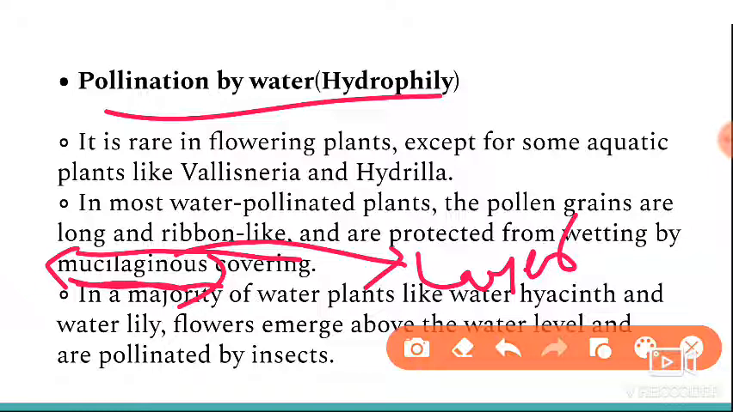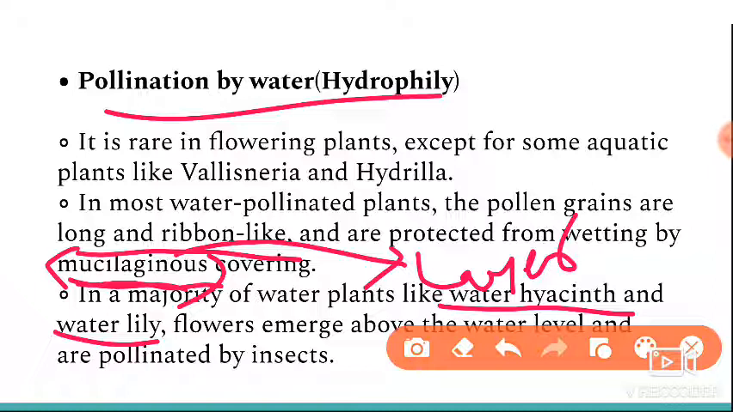Please remember. Already I told you, in the majority of aquatic plants, pollination occurs by water. But not in all the aquatic plants does pollination occur only by water. In some plants, they are completely aquatic, but the pollination will not occur by water. For example, you can take water hyacinth and water lily.